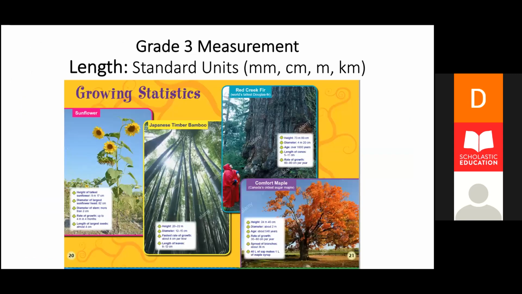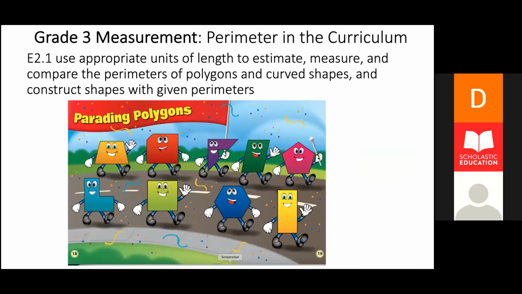Grade 3, here you can see what we're doing is we're trying to tie, they're now working with millimeters and kilometers. We're trying to tie that into their science that has to do with plants and growing, a lot of different activities that they can do here with the length. As I already mentioned about perimeter, they want perimeter to be an extension of length.